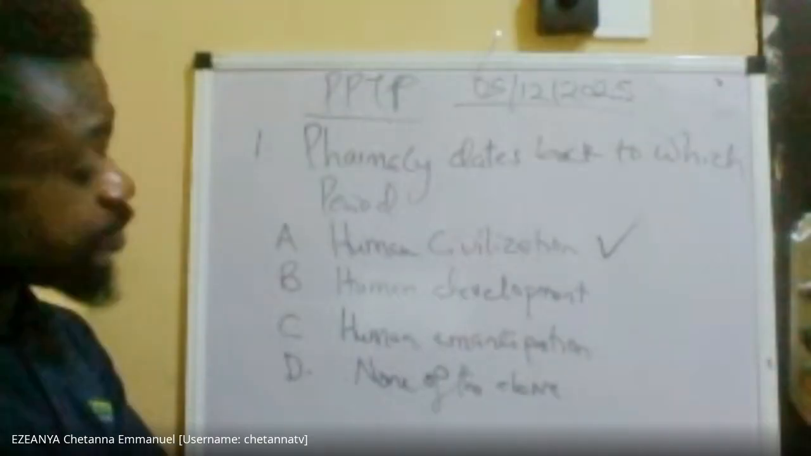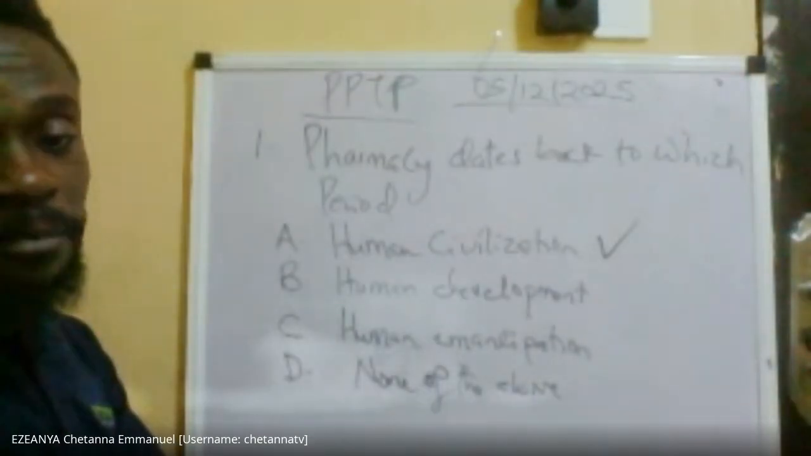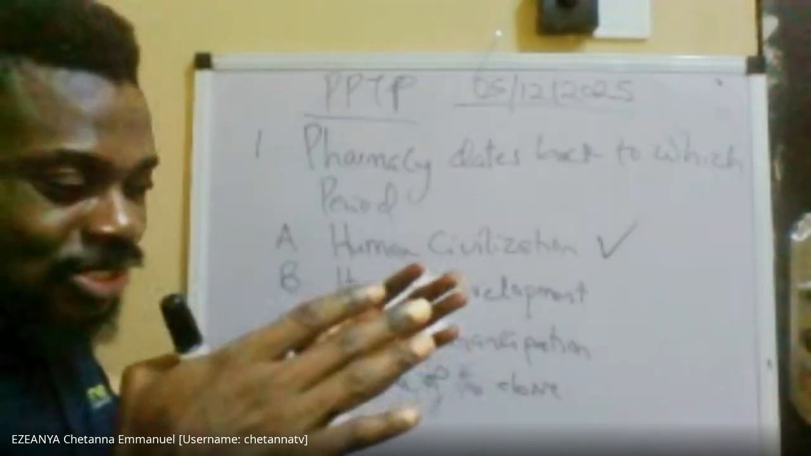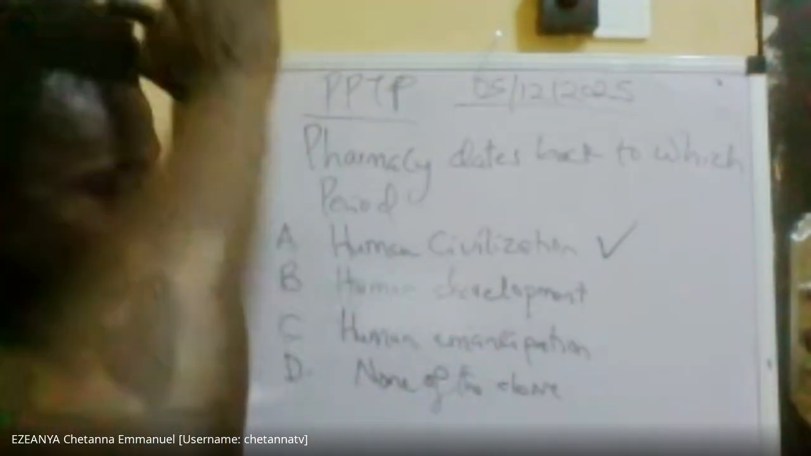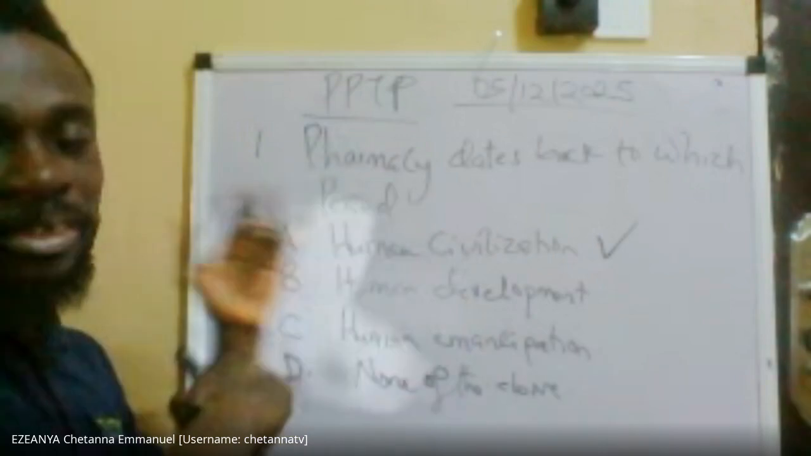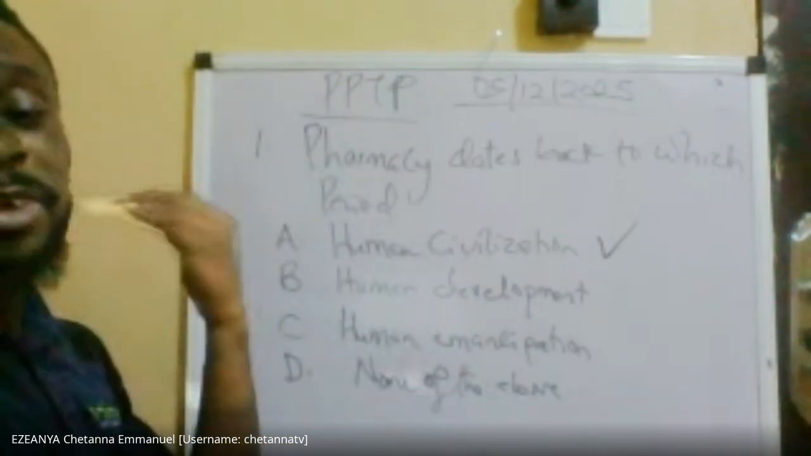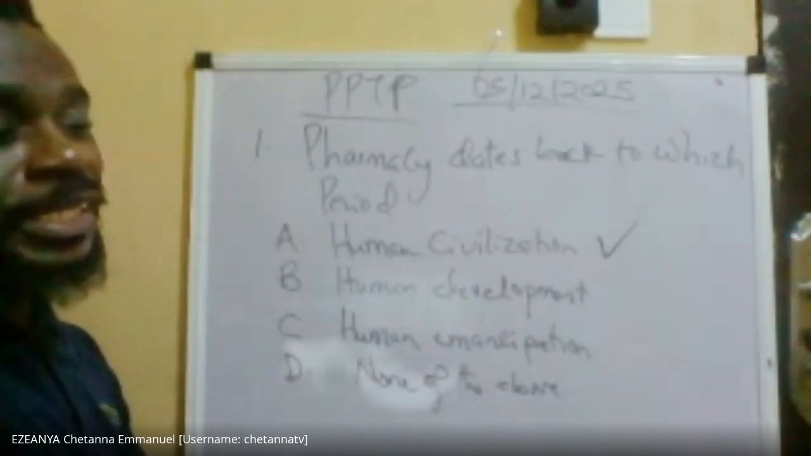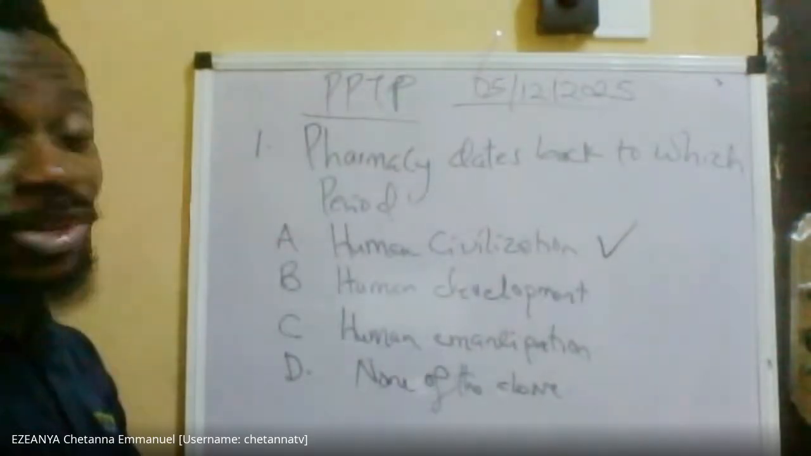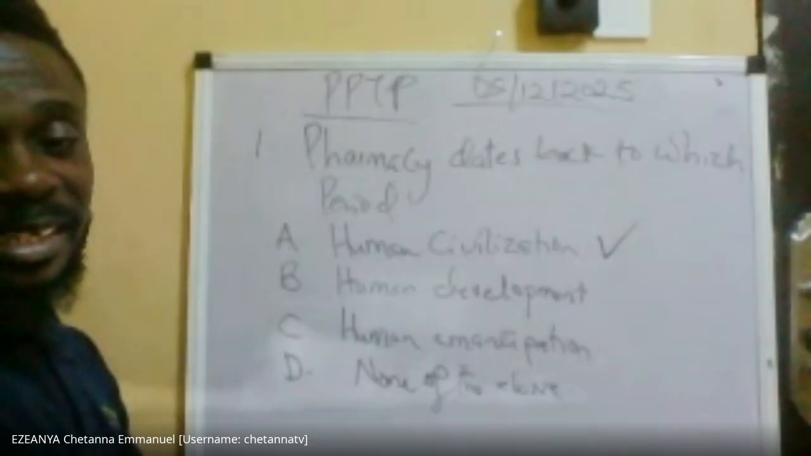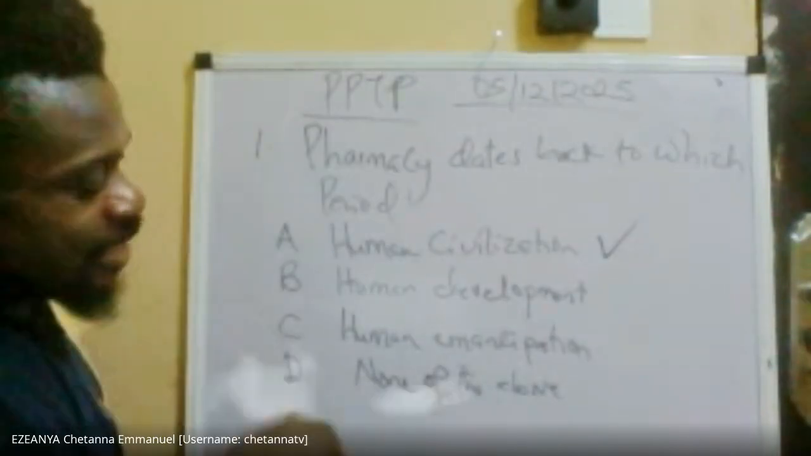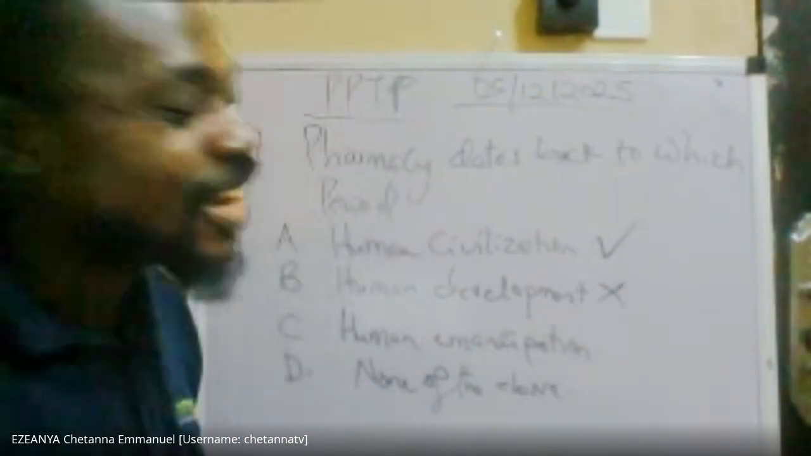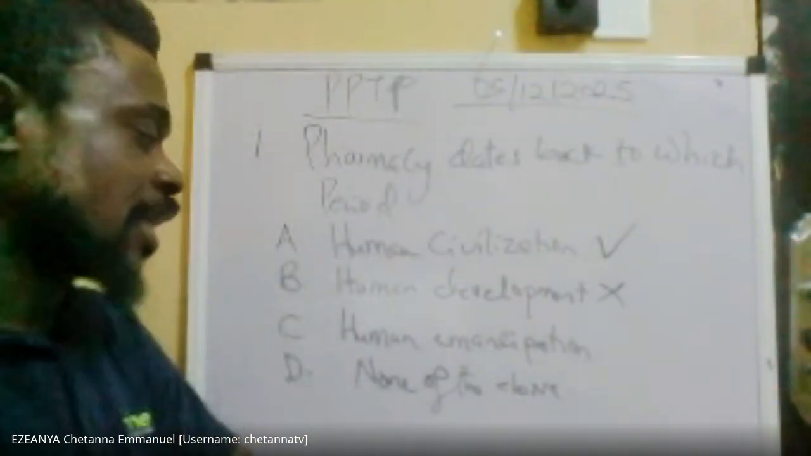B says human development. And human development is somehow broader than the specificity of human civilization, because human development involves a lot of things, and so it's not that clear. Because you know that development is a continuous process. So it's not really the best answer to this. Even though if you're not careful, you may go and choose it, but it's not really the answer.